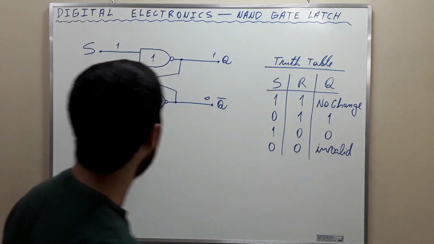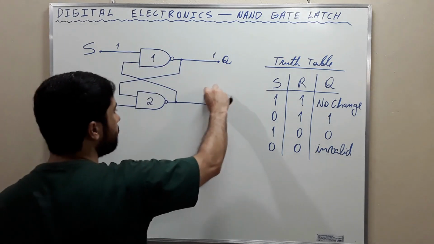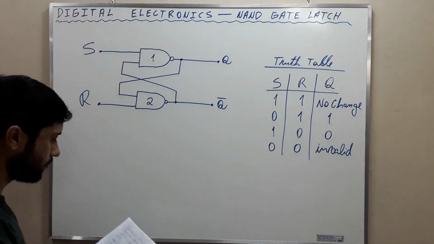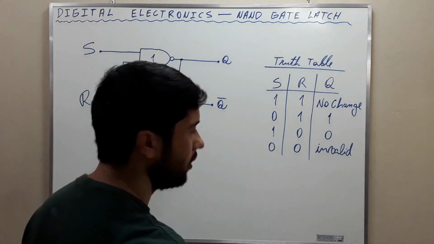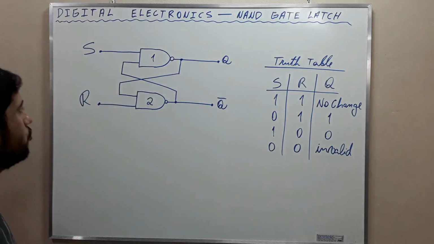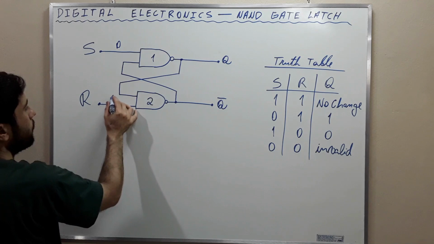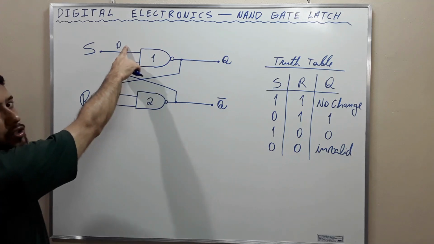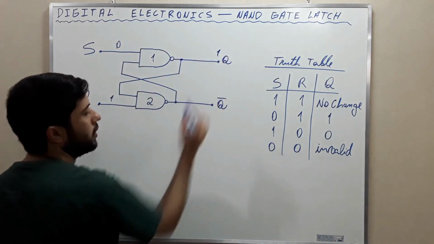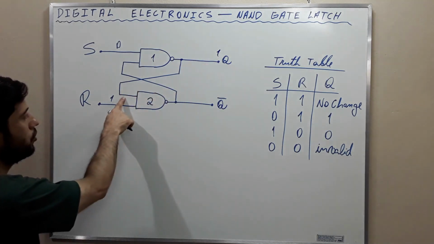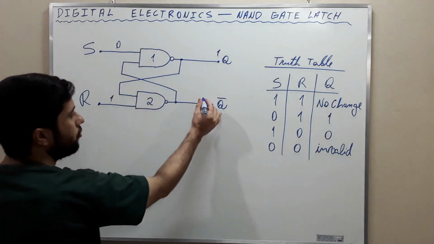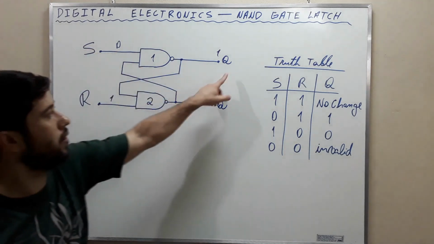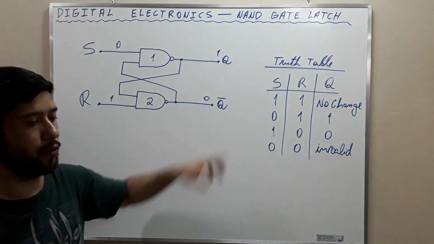Alright, now let's consider the other possibility, when set is 0 and reset is 1. When set is 0, the low logic level will prevail and produce a 1 here. This 1 will flow here to the input of NAND gate 2 and will produce a 0 here. Then when set is 0, Q is 1 and Q bar is 0.